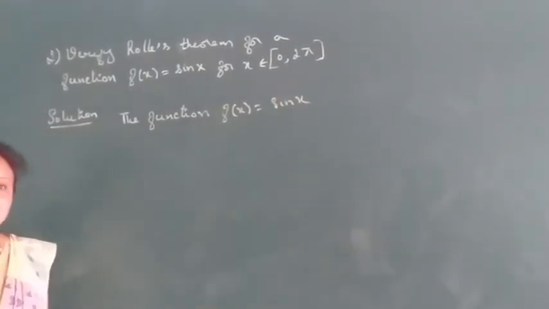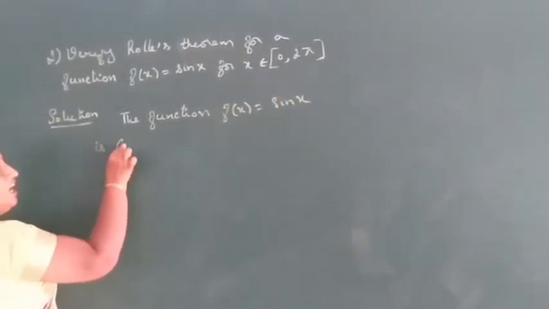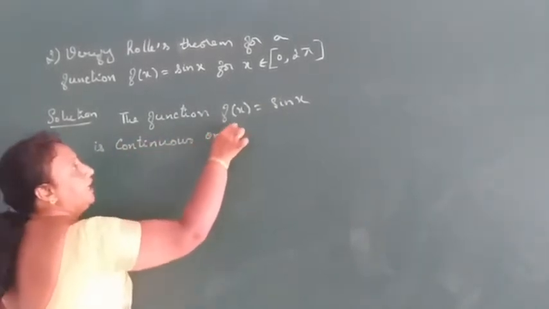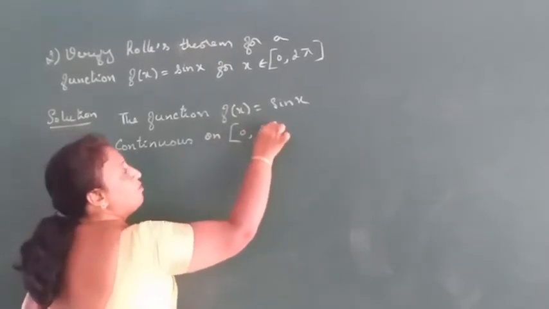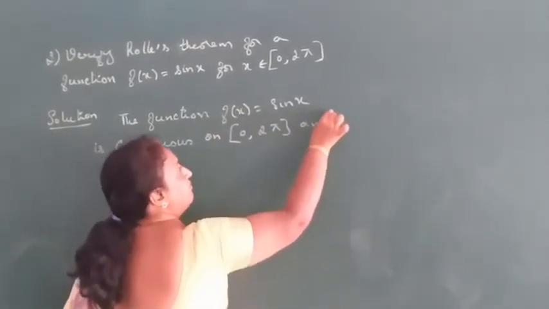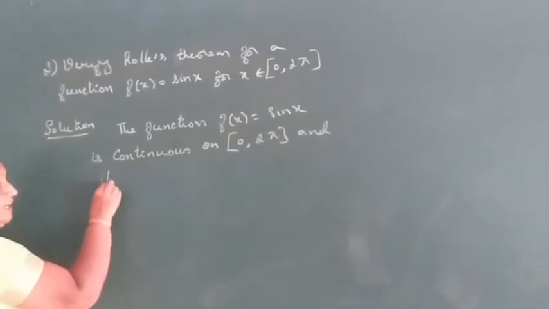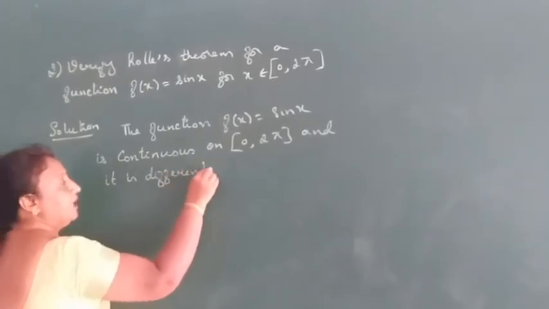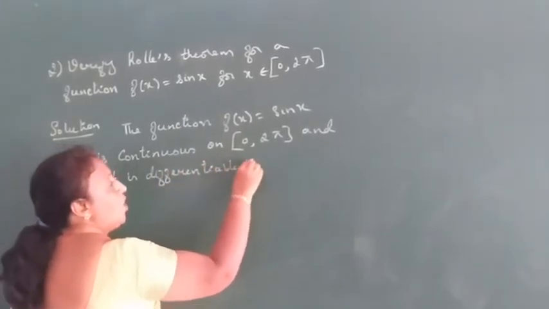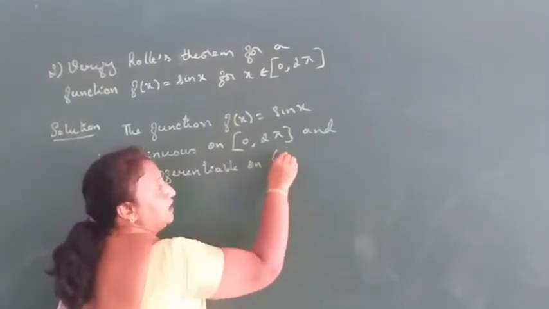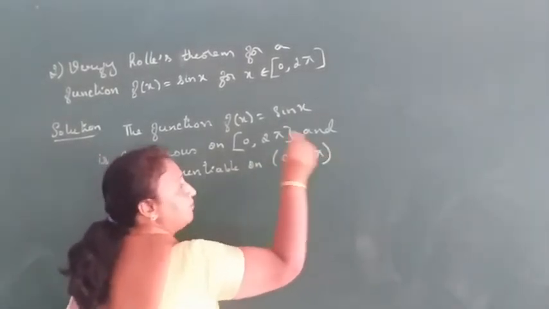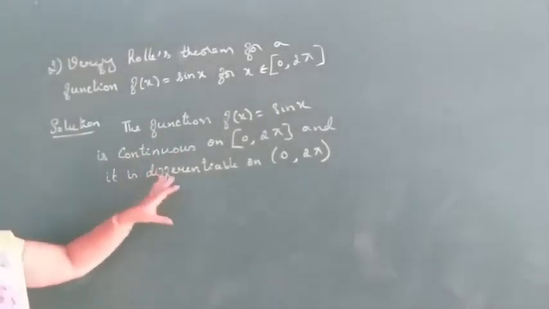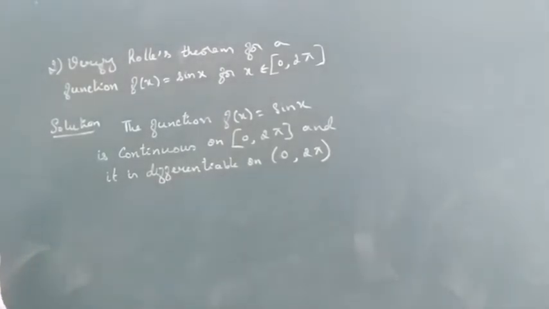The function f of x equals sin x is continuous on the closed interval [0, 2 pi], and it is differentiable on the open interval (0, 2 pi). We study differentiation of many problems with trigonometric functions. So it is differentiable on the open interval (0, 2 pi).